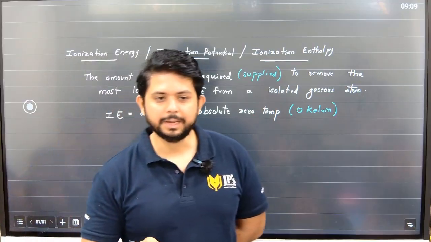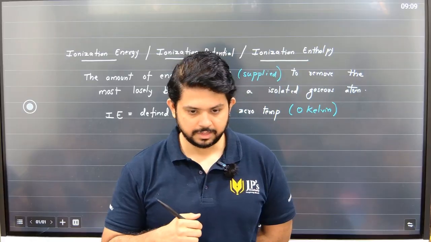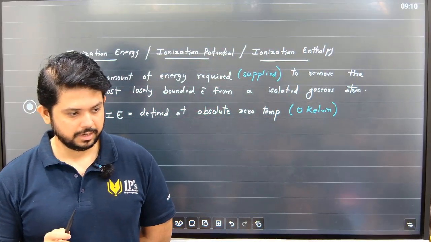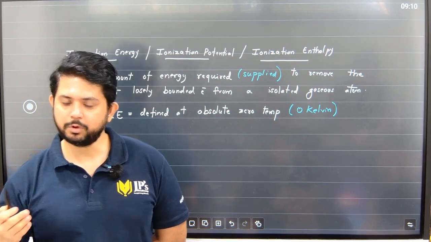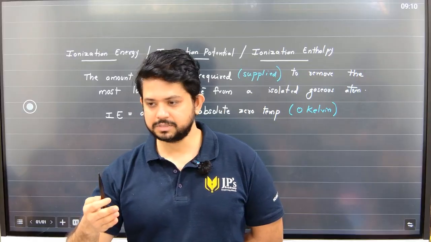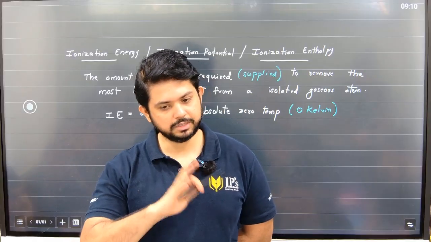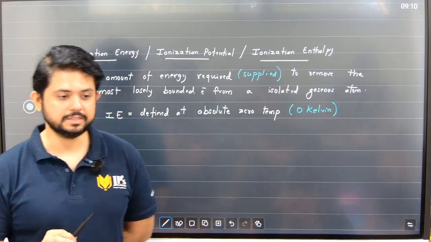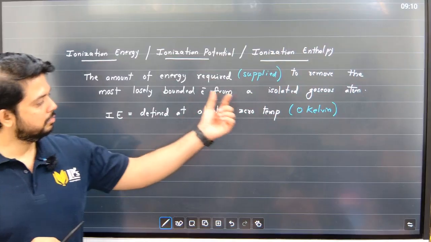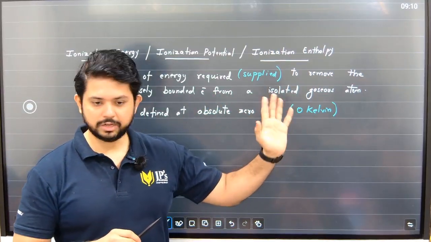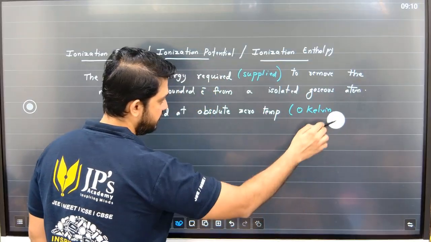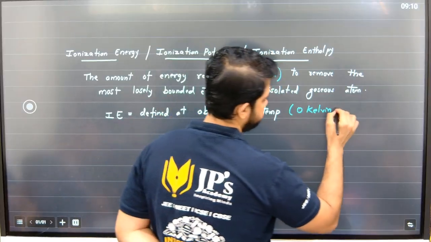0 Kelvin is a hypothetical temperature. Actually speaking, we can never reach 0 Kelvin. Why we can never reach 0 Kelvin, and what happens theoretically when we reach 0 Kelvin, we will study in the gaseous state. But it starts contradicting Heisenberg's uncertainty principle, so we'll study that then. For now, remember that 0 Kelvin is nothing but minus 273 degrees C.